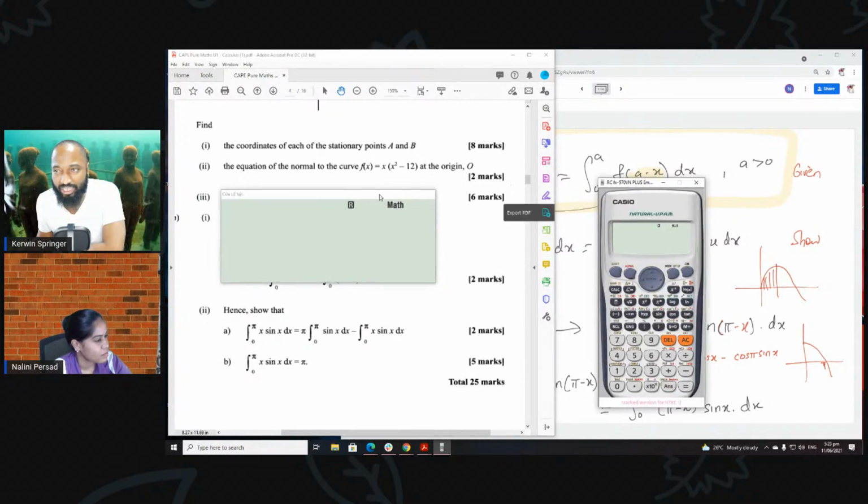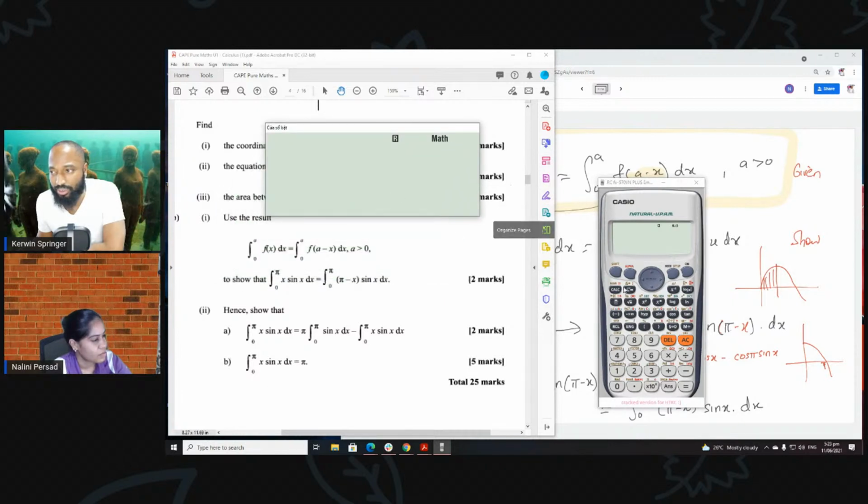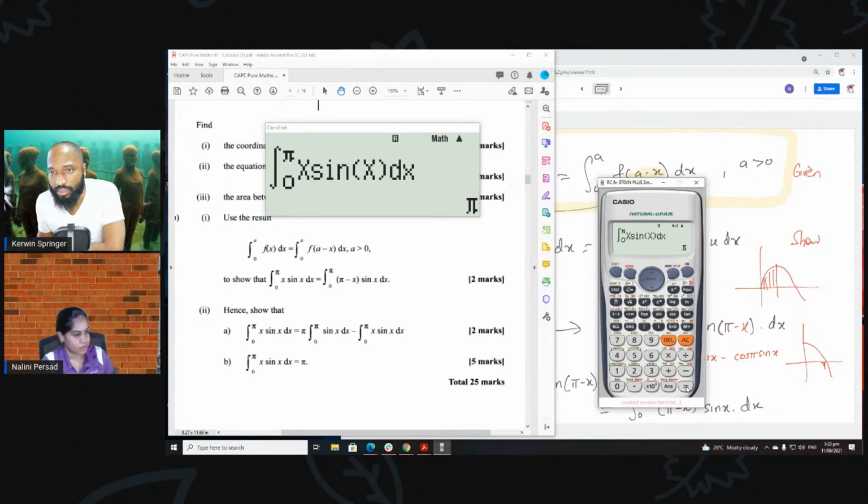And I could verify it. Let me just do it. If I put x sine x and integrate that between 0 and pi, x sine x with respect to x, let me see if it gives the same thing. Am I in radians? Let me see if it gives this. If it gives the same thing, then I'm wrong, and I need to go and figure out what's going on.